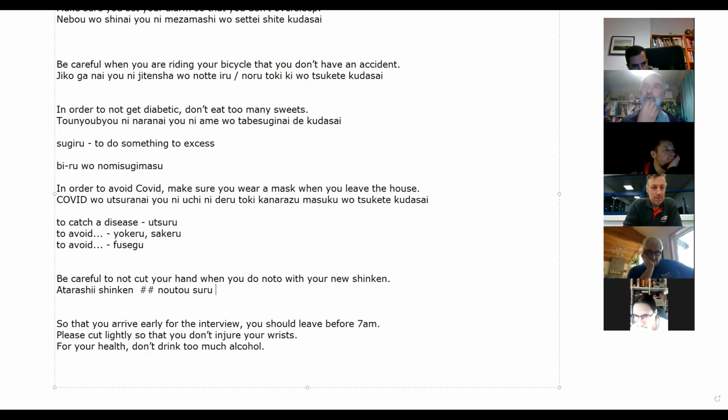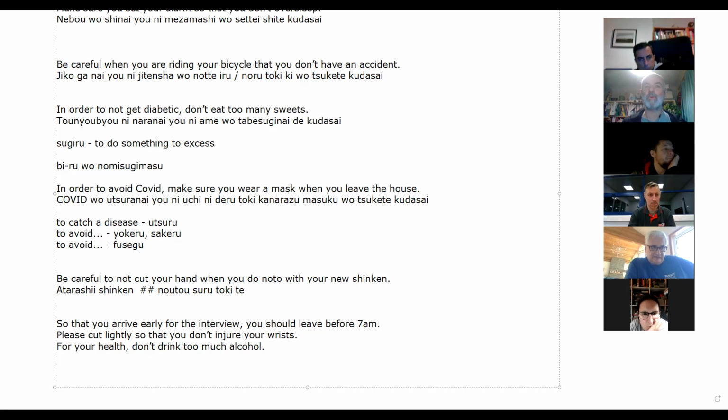So this is a time reference, when you do noto. Do you remember how to mark this as a time reference? It's actually up here, though. We've already done it. Suru toki ni. With your new shinken when you do noto. Be careful to not cut your hand. Te o kiranai. Good.